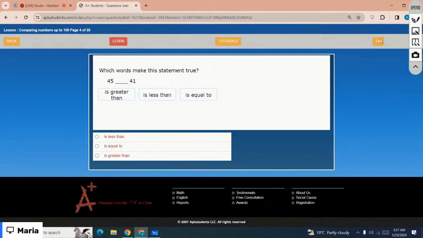Which words make the statement true? 45 and 41. Which is the correct option? Yes, when counting 45 comes after 41, that means 45 is greater than 41. The correct option is greater.